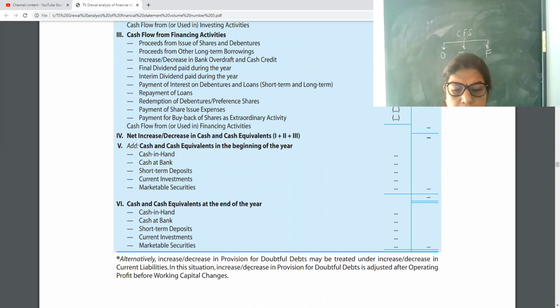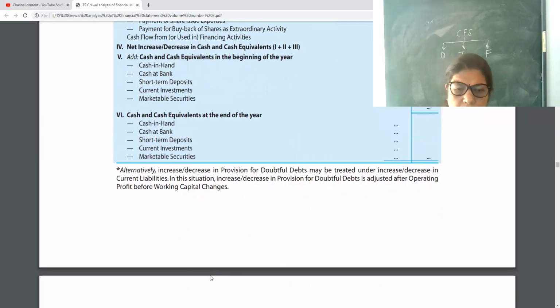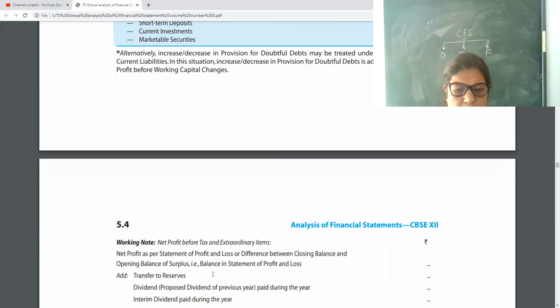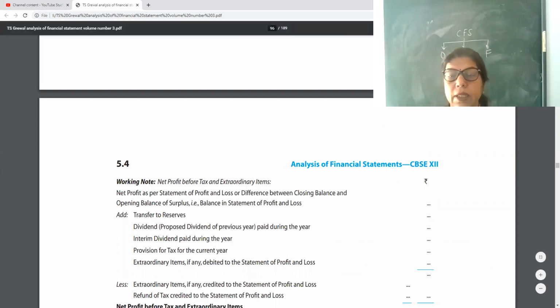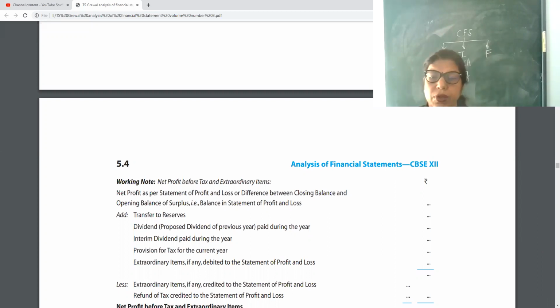See, increase and decrease may be treated under current liabilities also, but alternatively, generally it is that part. Now, next, how to calculate net profit before tax and extraordinary item. In the beginning, I told you that I will explain it through a working note.